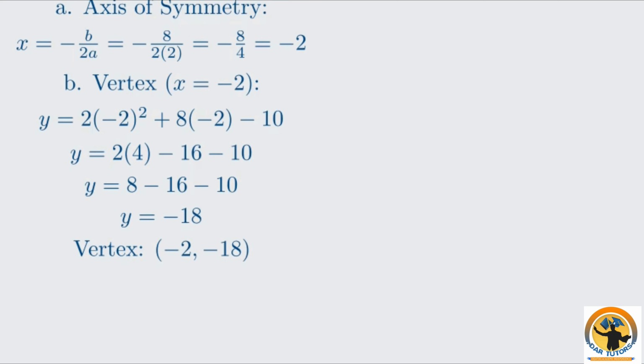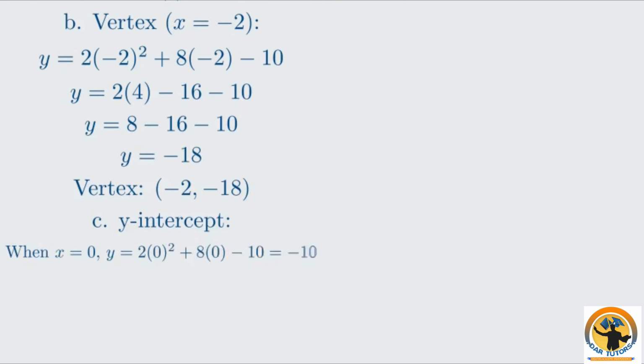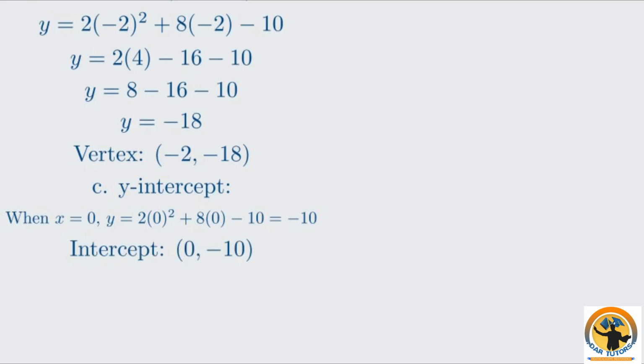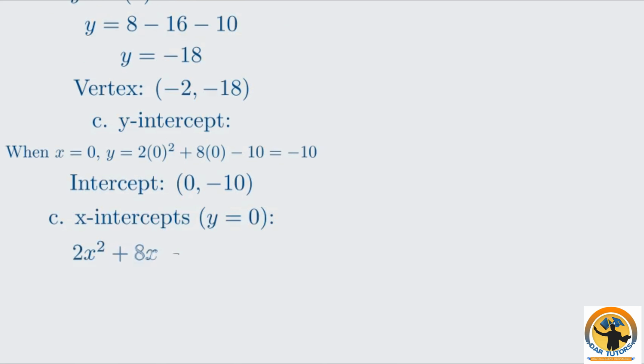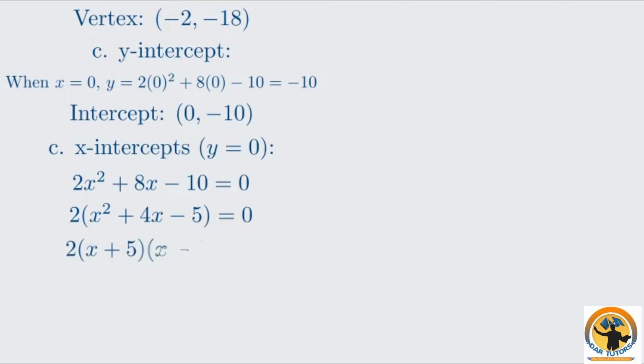What about the y-intercept? The y-intercept is simply the constant term c, which is negative 10. The y-intercept is at the point 0, negative 10. And finally, the x-intercepts. To find the x-intercepts, we set y equal to 0.